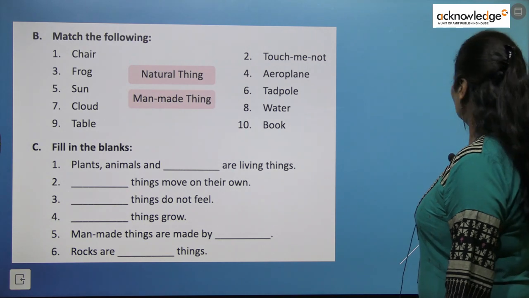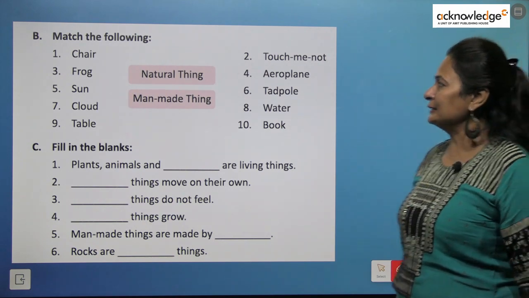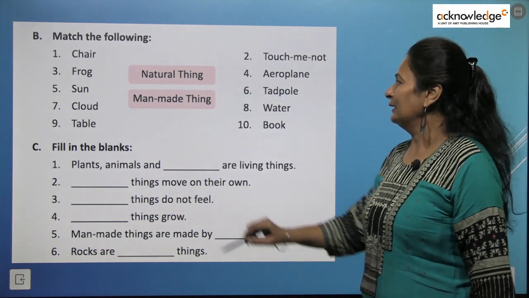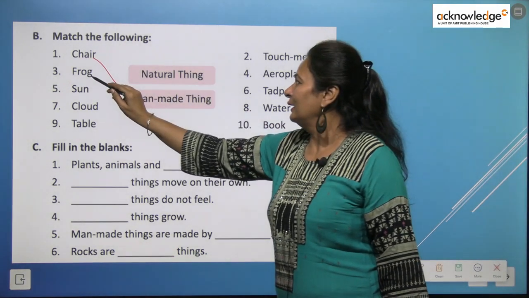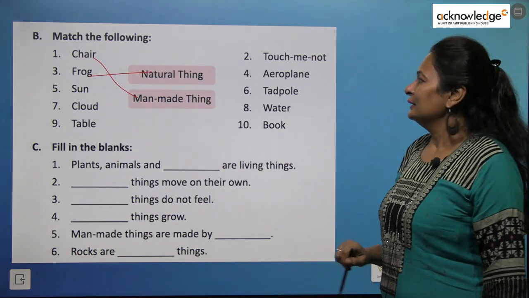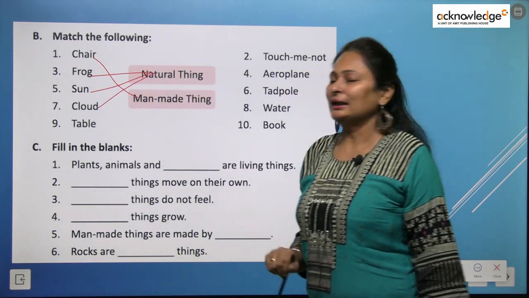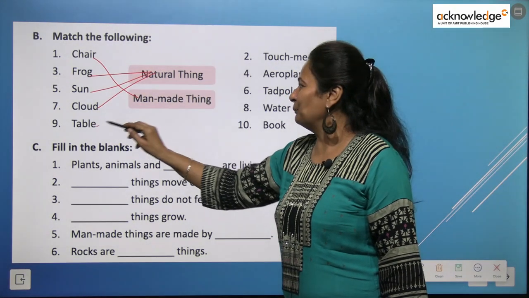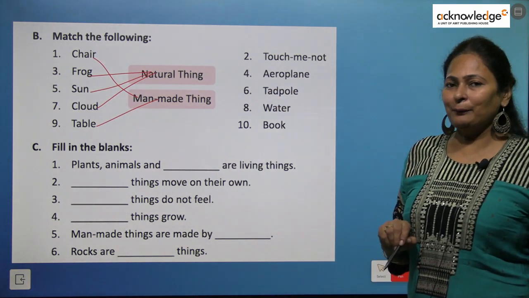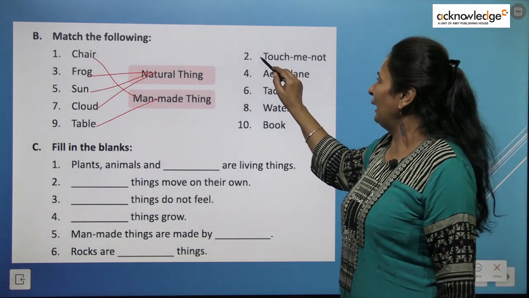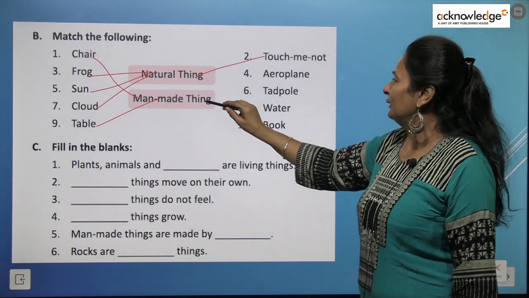Next is match the following. Natural or man-made things. Chair. Chair is a correct man-made thing. Frog. Frog is a natural thing. Sun, again natural. Cloud, natural. Table, no, it is made by man. Touch me not. Touch me not is a type of plant, kids. So it is a plant, means it is again a natural thing. Aeroplane is made by man.